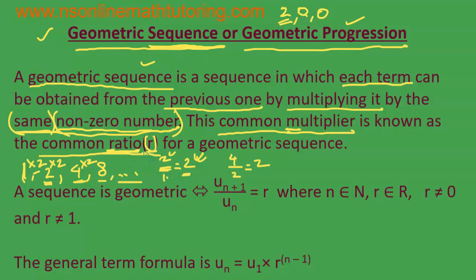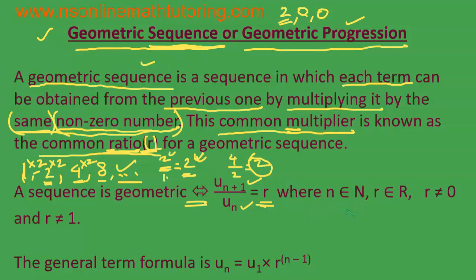Therefore, we write r for the common ratio. Now, you see, since this is a division, the next term is 2, the previous term is 1, so 2 is to 1. Therefore, the common ratio is 2 for this particular geometric sequence or geometric progression. Okay. So, a sequence is geometric if and only if u(n+1), that is the next term, divided by u(n), that is the previous term, is equal to the common ratio that we have seen. In this case, the common ratio is 2.